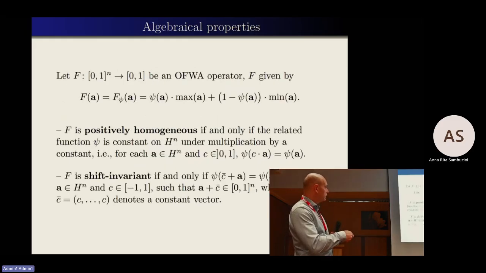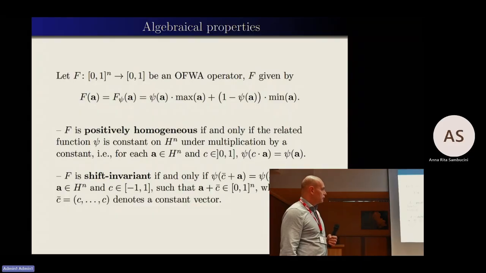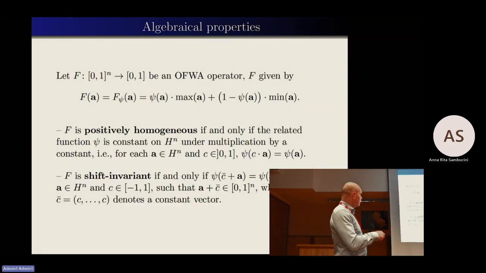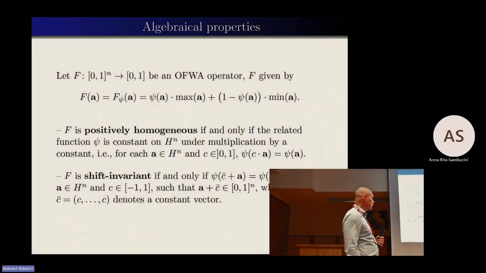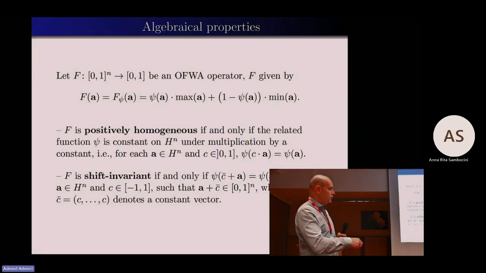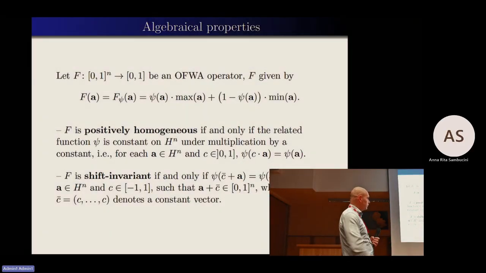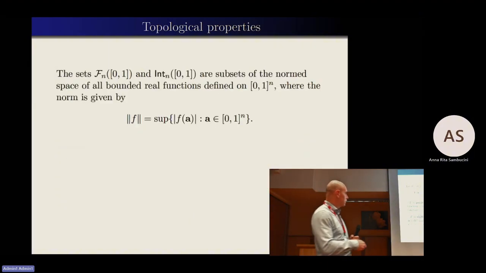This operator is positively homogeneous if and only if the corresponding function c is constant on this set Hn and is constant under multiplication. This means that c of c times a is equal to c of a. And also it is shift invariant if and only if c is constant with respect to this shift. So these are some properties related to the algebraic structure of these functions. Okay.